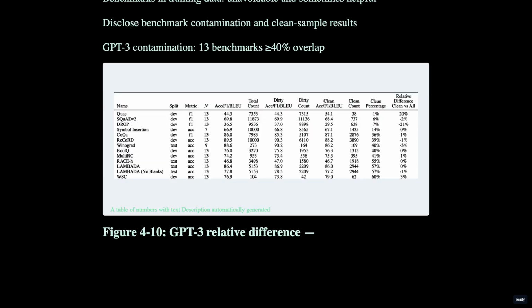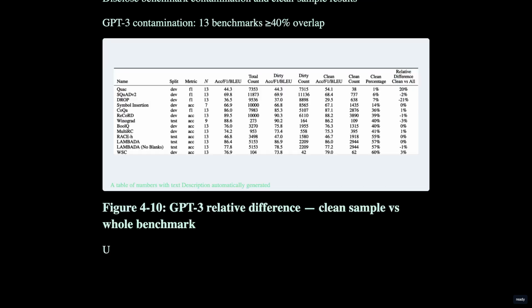This figure compares GPT-3's performance when evaluated only on the clean subset versus the full benchmark. We'll look at the relative differences to see how noisy or unrepresentative examples shift the measured results. Hosts often plot models' standard deviations on a benchmark to spot outliers that may signal data contamination.